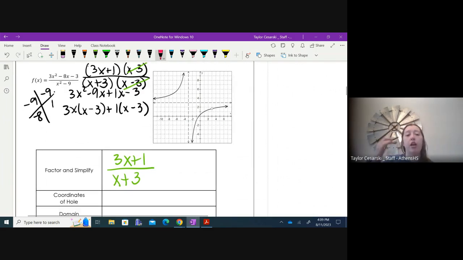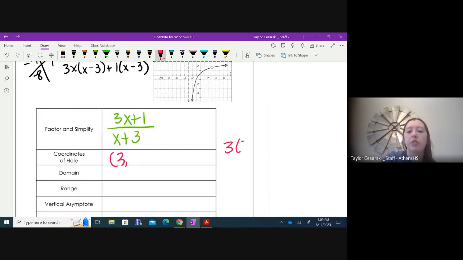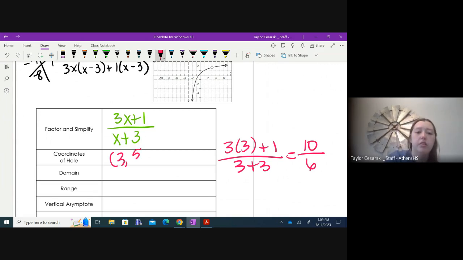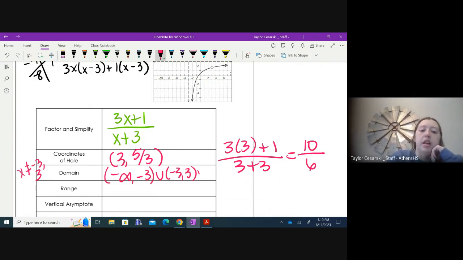Coordinates of the hole. Since I crossed out x minus 3, that means the x coordinate of my hole is positive 3. To find the y coordinate, I'm just going to plug that in. 3 times 3 is 9, plus 1 is 10 over 6. I can simplify that to 5/3. Divide top and bottom by 2. Now, when we're talking about domain, we need to restrict the vertical asymptotes where the denominator equals 0, but also don't forget about that x coordinate of the hole. So in this case, the domain cannot equal -3, and it also can't equal +3 because that's where the graph does not exist. So if I'm coming from -infinity, I stop at -3 first. Then I have to stop again at +3 to infinity.